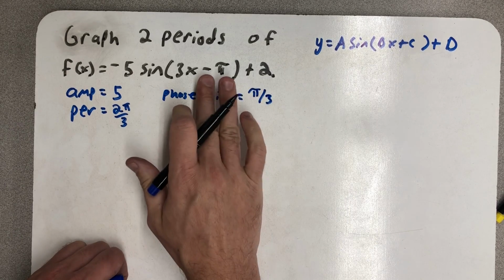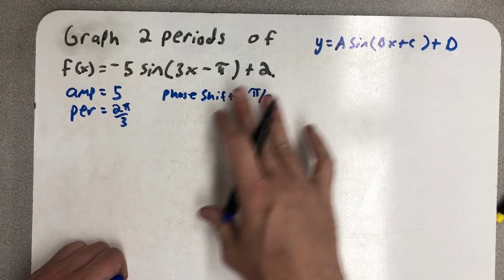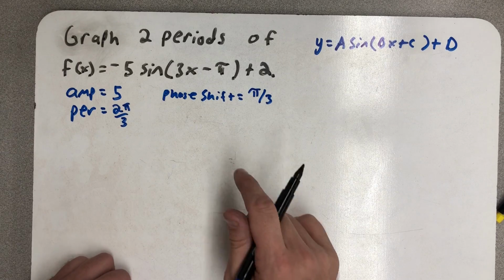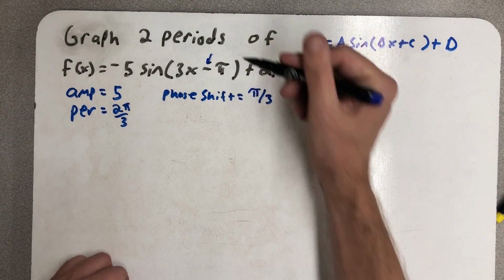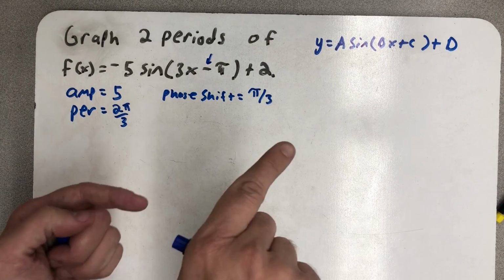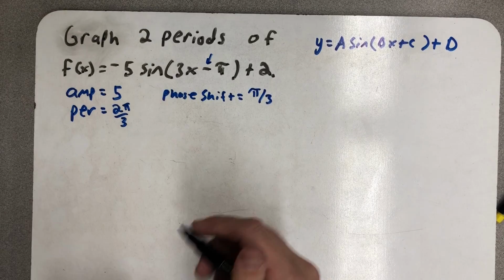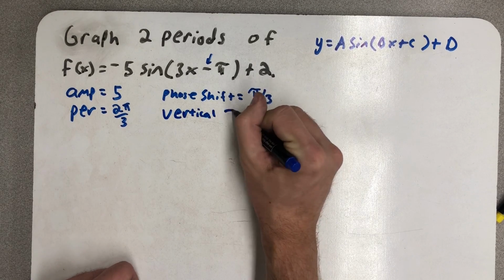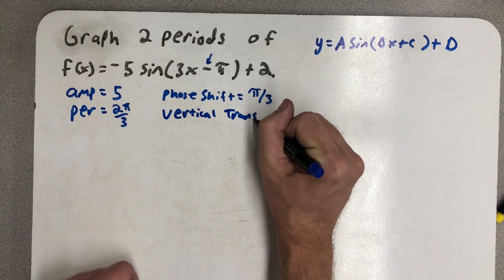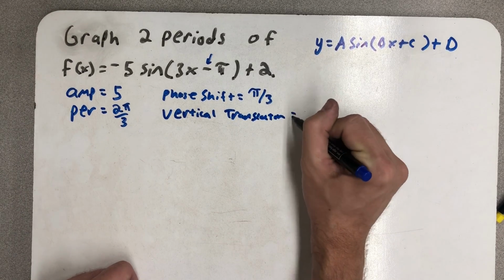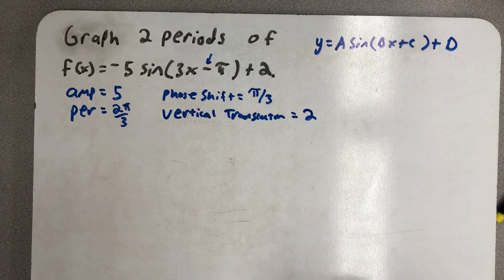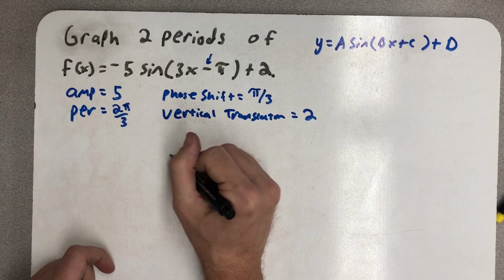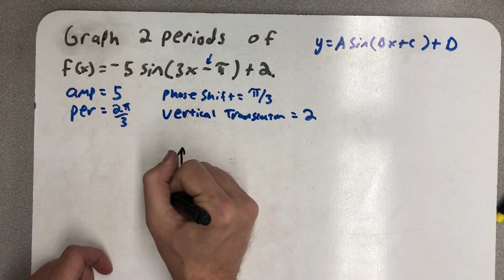And here we see that c is actually minus pi. It's opposite c over b is what's published in our textbook. But I always kind of like to just think about what that means. I see that minus, I know that's a shift to the right, so my phase shift is positive. And then I have a vertical shift up, so a vertical translation of positive 2, meaning I'm going to move the graph up 2 units. All right, so I'm ready to start my graph.